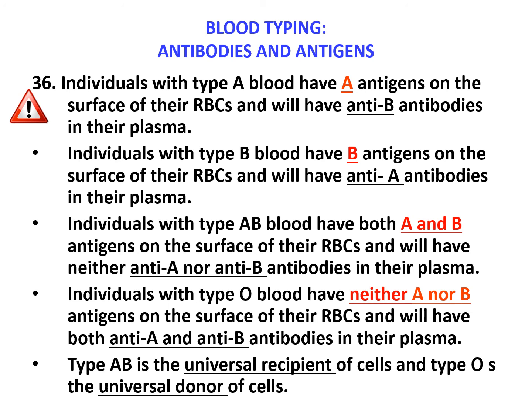And it's the reverse of that with the O, right? Because O has nothing on their cells. So if you get the O cells, it doesn't matter what you have in the plasma because there's nothing on those cell surfaces to get attacked. Okay? Makes sense, right? Okay.